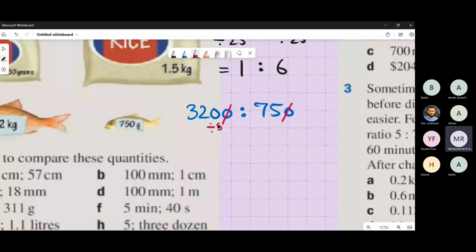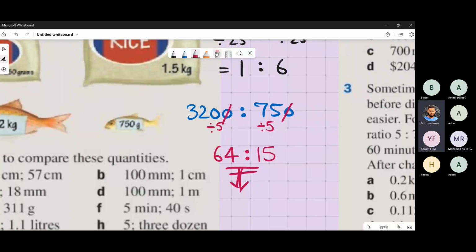It will be 40 to 15. How did you get it so quickly? Okay. Can we go further? No. I think no, we cannot. So this is our answer.